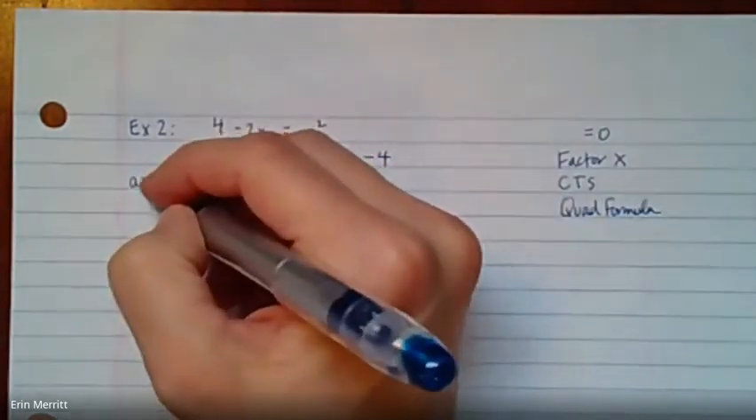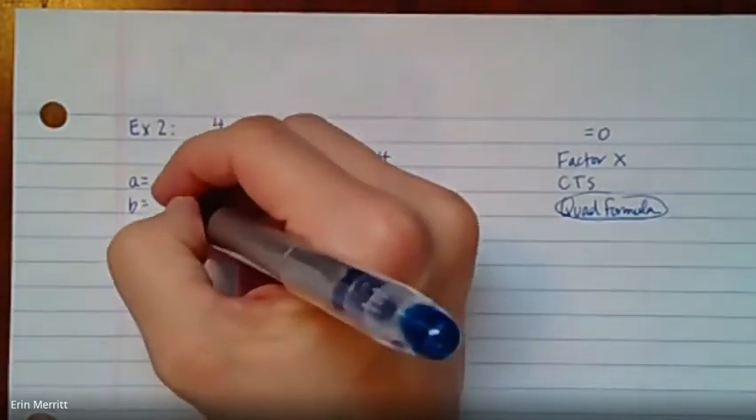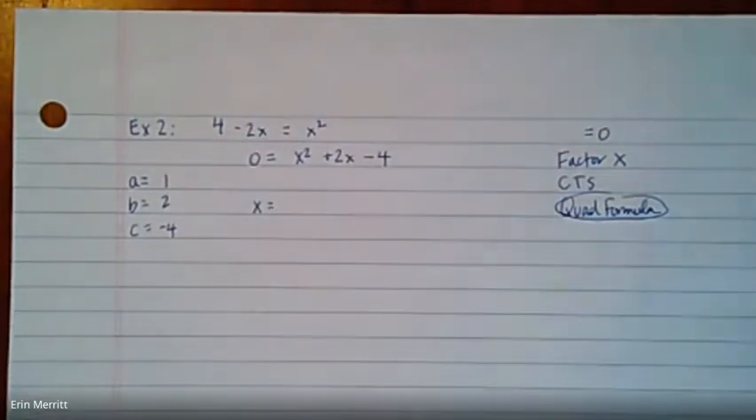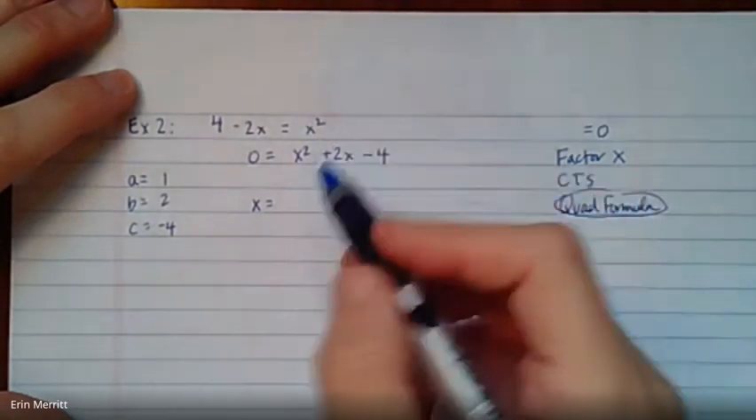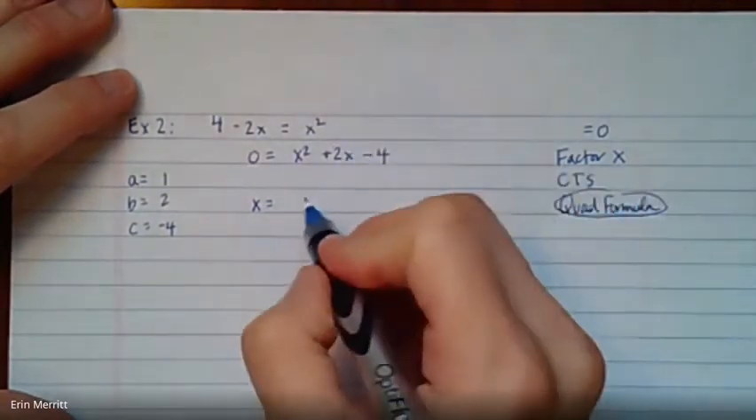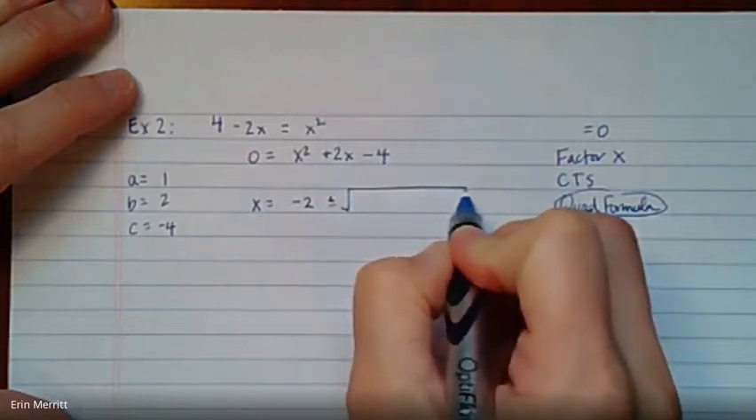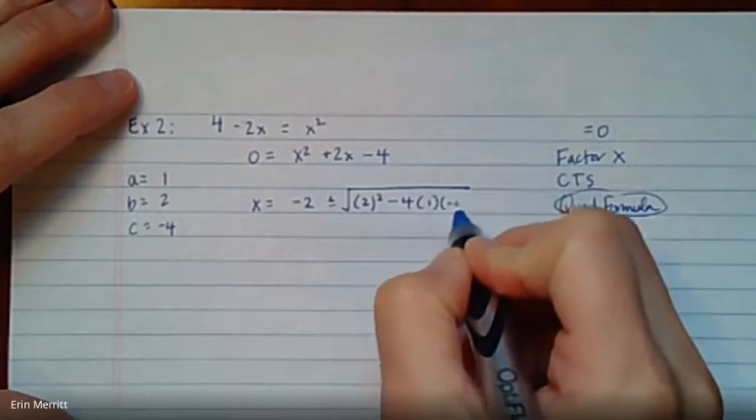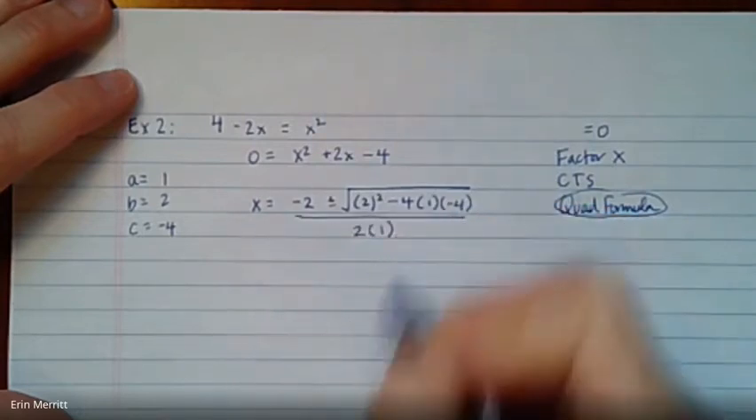So I want you to state over here, what's your a, b, and c? And let's go with the quadratic formula here. So this is 1, 2, negative 4. All right, x equals, you can have your Regents reference sheet next to you, you can have your notes next to you, or you can start singing the song to yourself. So x equals negative b plus or minus the square root of b squared minus 4ac, all over 2a.